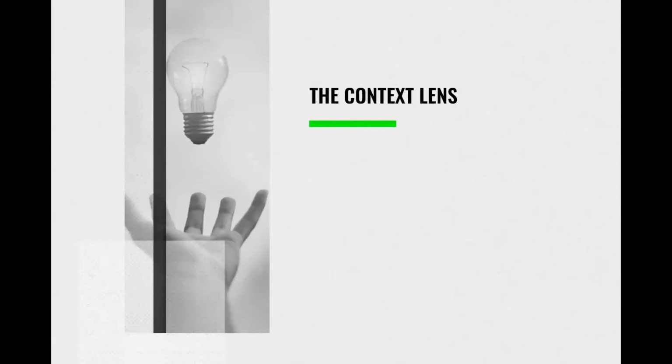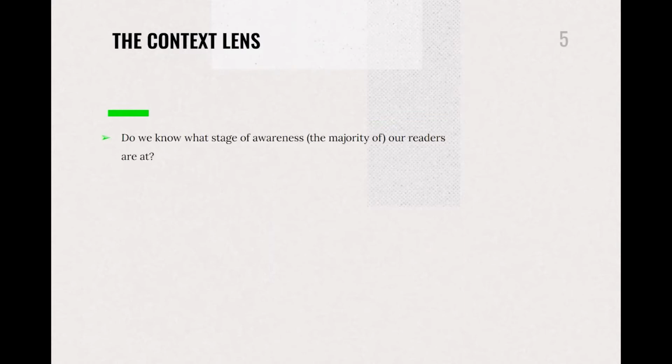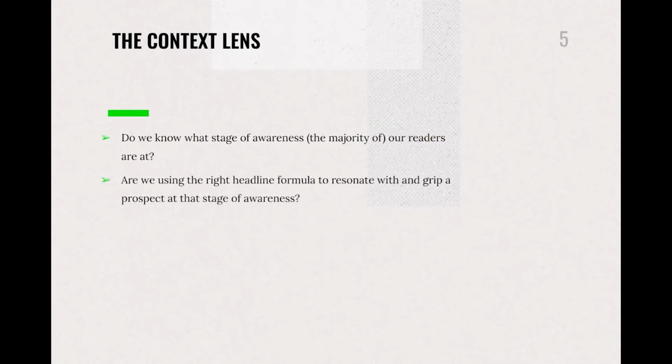So the context lens, when we're talking about tangibles: first of all, do we know what stage of awareness our readers are at? As I said, are we using the right headline formula to resonate with and grip a prospect at that stage of awareness? When you think about that stage of awareness, make sure the headline is in tune with it. If they're unaware of even the problem that your solution solves, then you're not going to start with a headline that is promoting your value proposition, because they're not there yet.